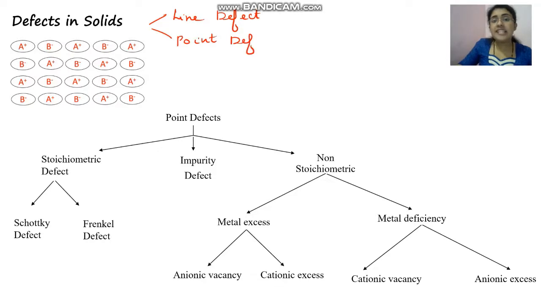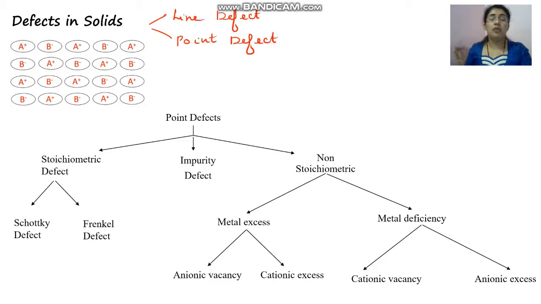Line defect means it is along any particular line. Along a line, we are having some defect. Point defect means around a particular point, we are having some defect in the crystal. Now, I've provided a picture here. You can see that we have A plus ions and B minus ions equally, perfectly arranged. This is a regular perfect arrangement that we have. But sometimes, not sometimes, always in every crystal, some defect would be there.